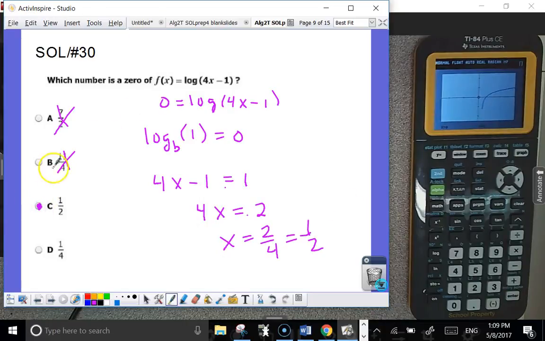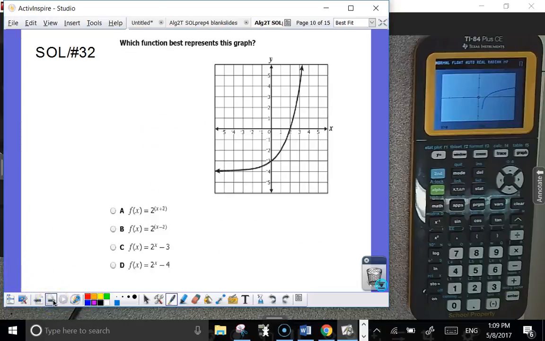Okay. Next. Okay, which function best represents this graph? Number 32.